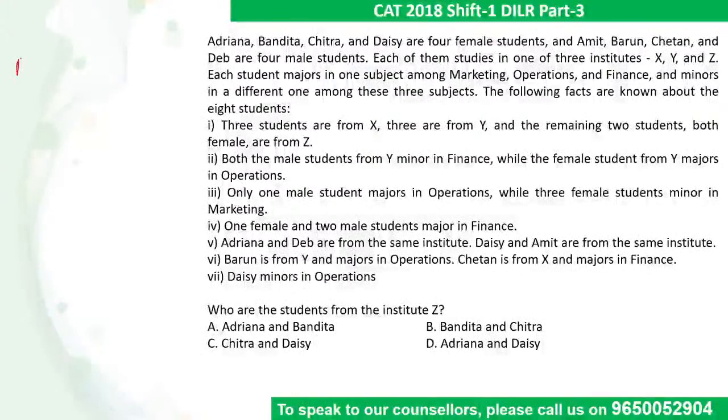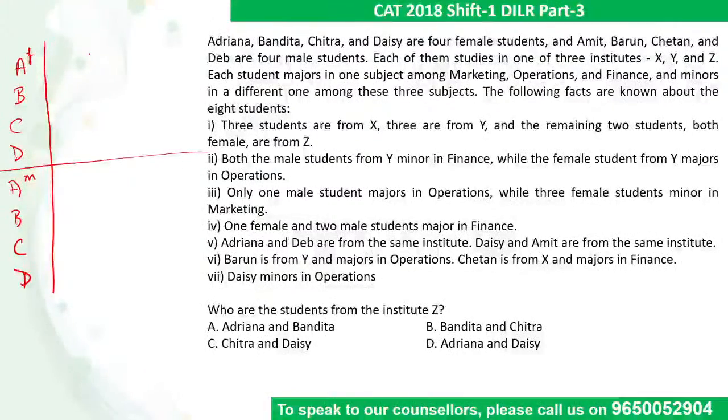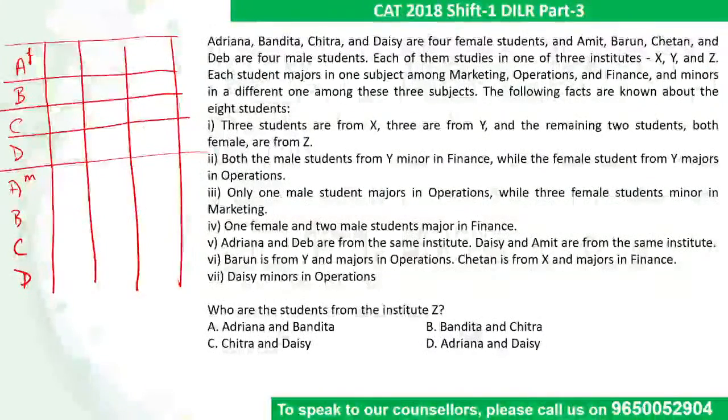Okay, so let us fill a table like this: A, B, C, D, A, B, C, D. Okay, let these be the female students. Okay, let these be the male students. Okay, and what they have is a different institute, and then major and minor. So three things are required for all these 8 students. Okay.